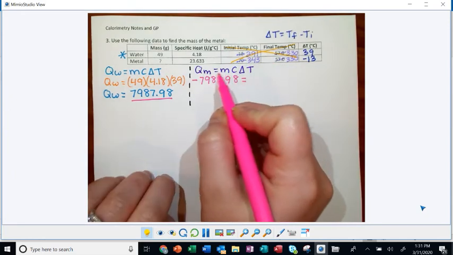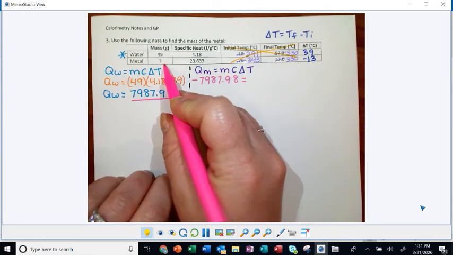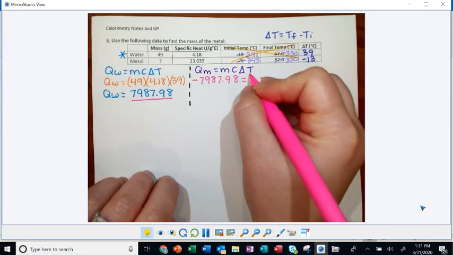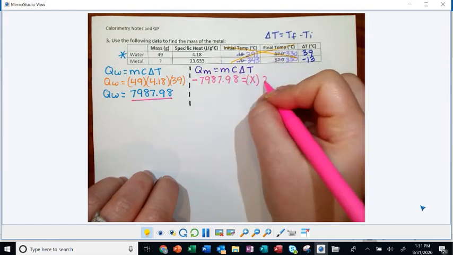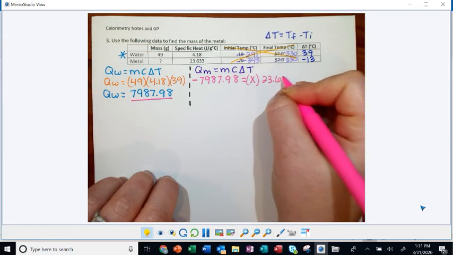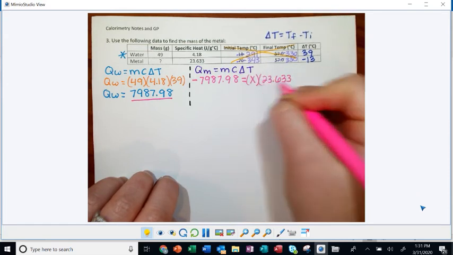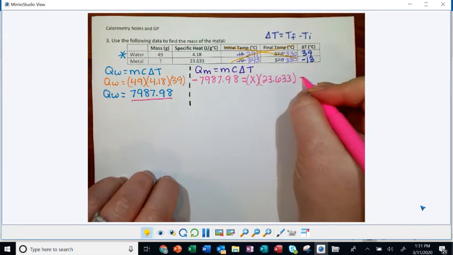Equals M of the metal. That's what I'm looking for, so that's going to be my X. The C of the metal, which is 23.633. And then the delta T of the metal, which is negative 13.